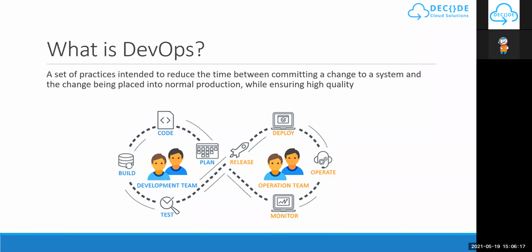One of the benefits is that it minimizes the risk factor by continuously delivering and getting end users' and stakeholders' feedback at the very early stages. As you can see on this particular slide, on the one hand we have the development team, the developers, and on the other side we have the operations team, the people who take care of your servers, the configurations, the different environments, and so on.